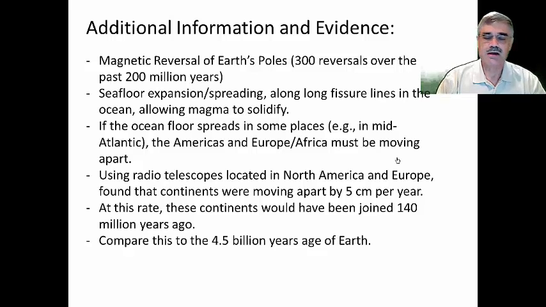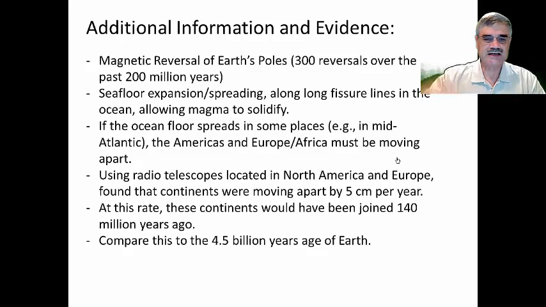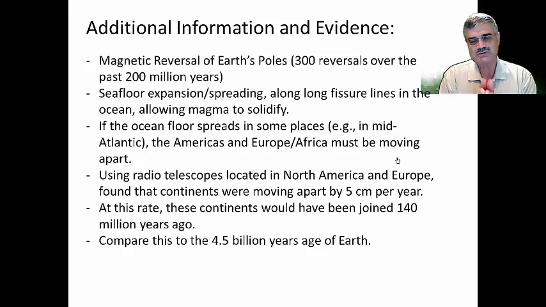Now, the reason this provides evidence for something happening with respect to the continents drifting is that besides there being mountain ranges in the ocean, there are also fissures, that is, sort of valleys, where it appears that new ocean floor is formed constantly.